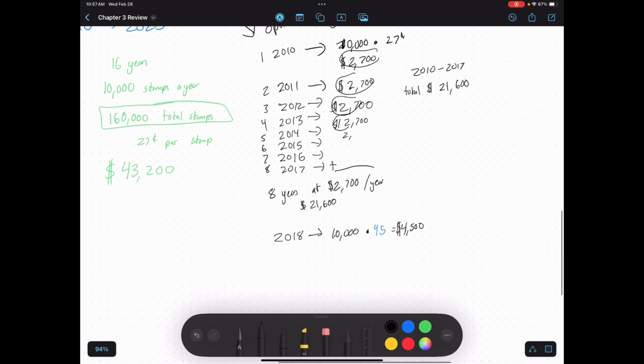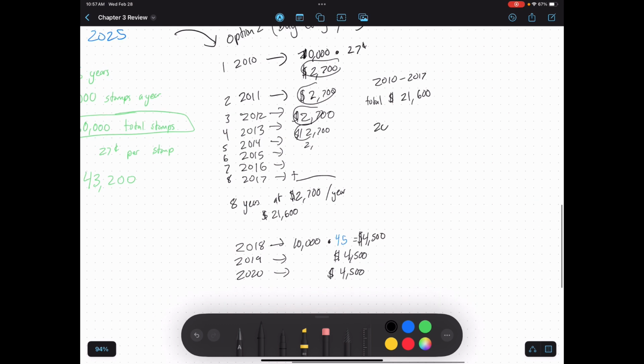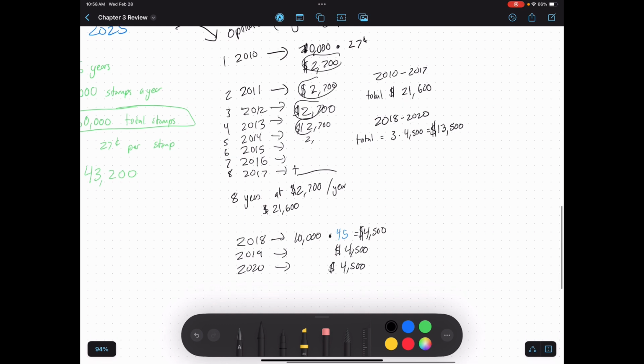What about 2019? Same price, right? So same amount. So 2019, same amount. And 2020, same amount. What about 2021? That's where another price increase happens. So we'll wait to do that one. So from 2018 to 2020, that's 3 years. So my total is equal to just 3 times 4,500, which is $13,500. Okay? Next.